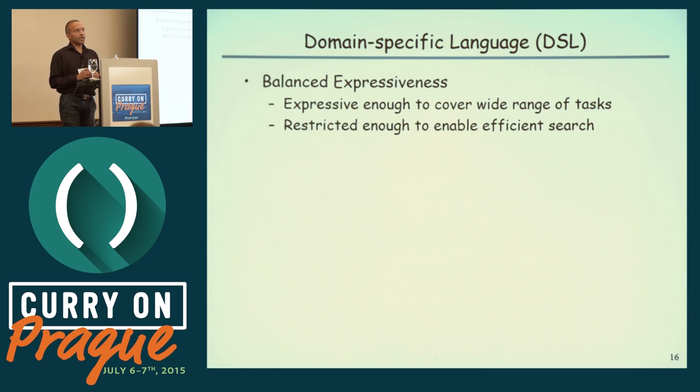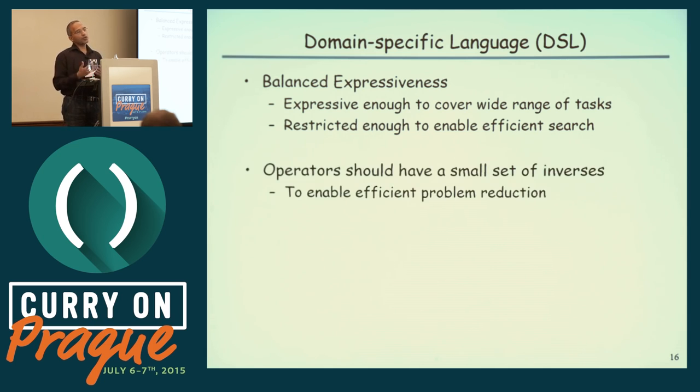These domain-specific languages have to be defined or designed very carefully. On one hand, they need to be expressive enough to capture a wide variety of tasks that the user wants to do in that particular domain. On the other hand, they need to be quite restricted so as to be able to enable efficient search. Furthermore, they should have operators which have a small set of inverses, and I will explain this further when I talk about the search algorithm.